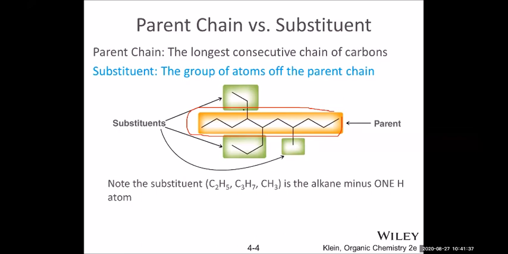This we call ethyl because it comes from a 2-carbon alkane, which is ethane. This branch has 3 carbons. It comes from propane, and each one has a specific name that is based on the alkanes. This is 1 carbon, so it comes from methane.